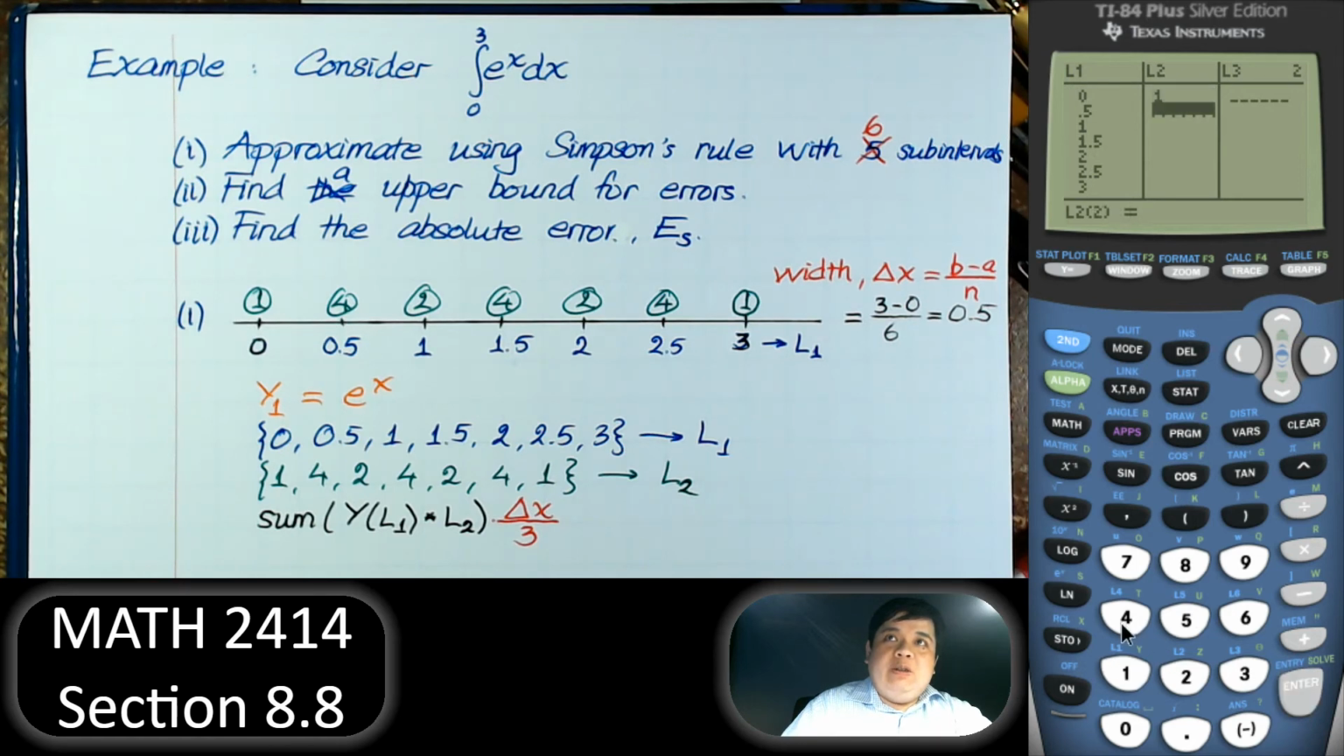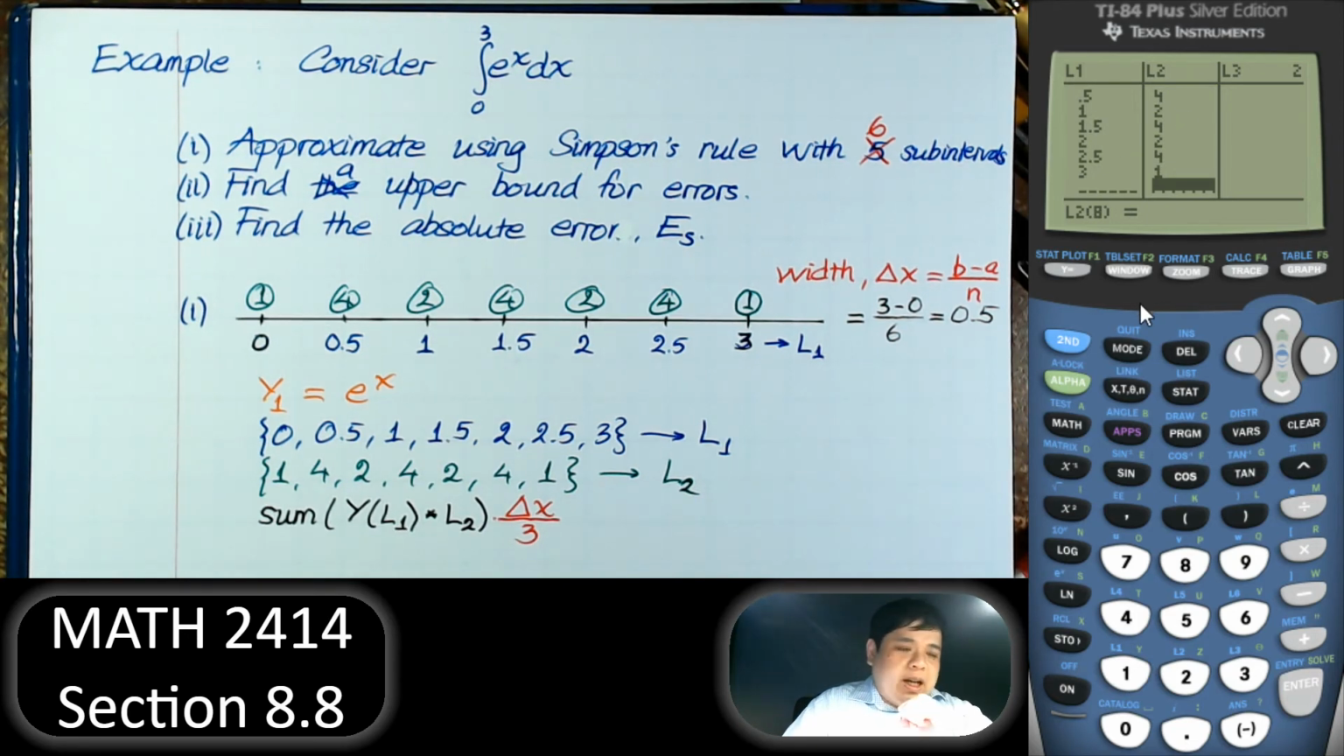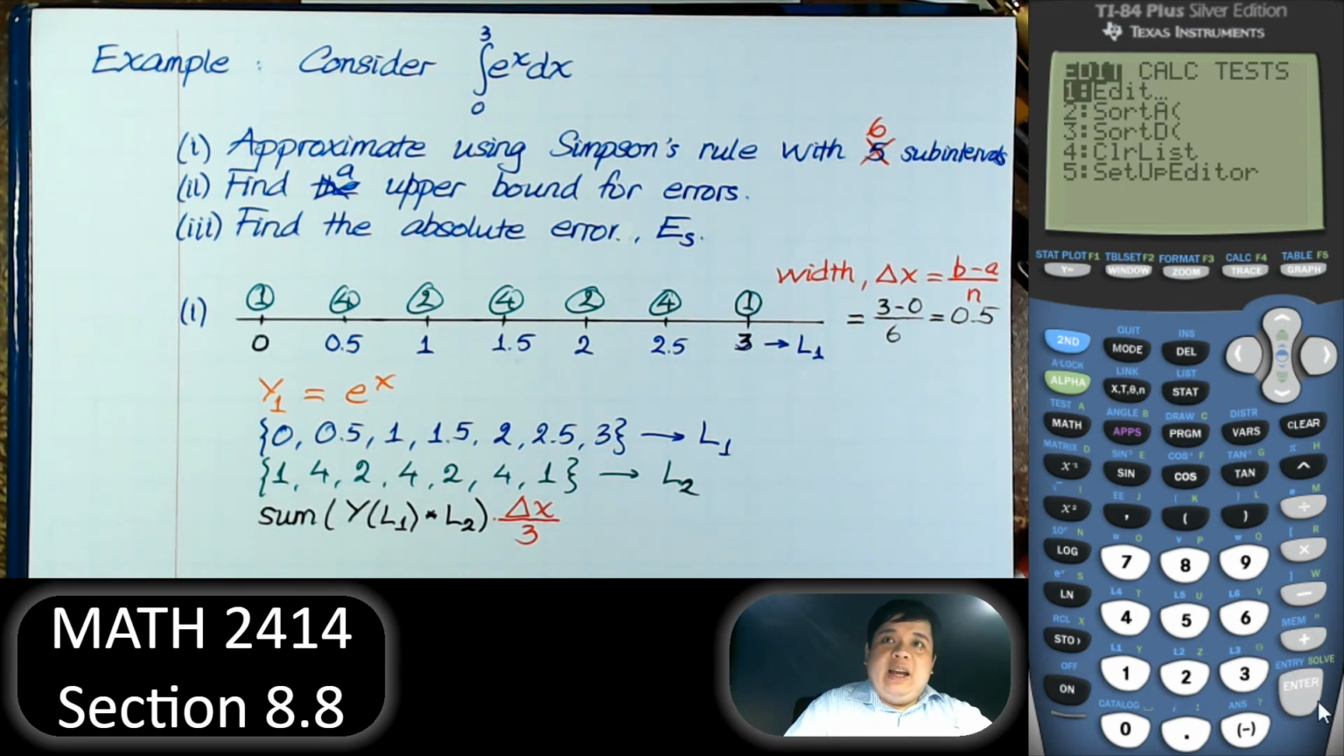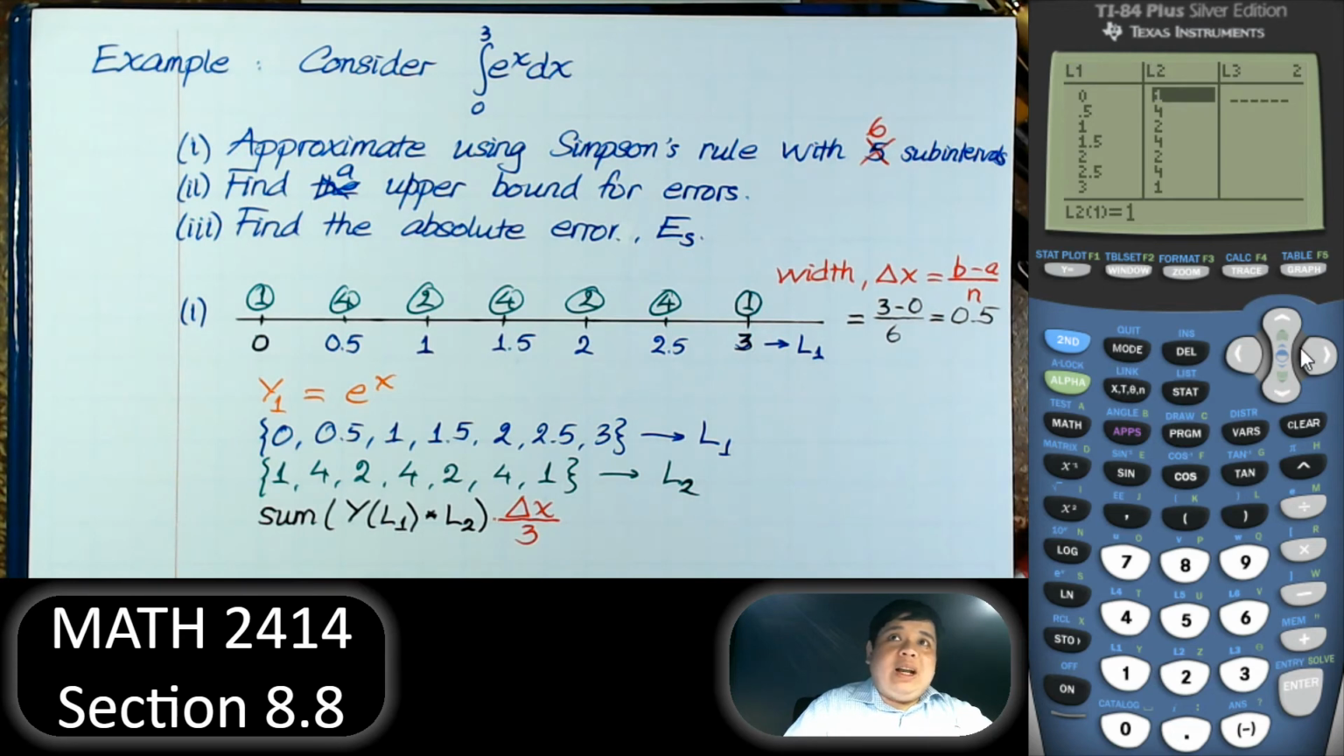1, 4, 2, 4, 2, 4, 1. So this way we know there's a correspondence between L1 and L2. So that's good. Like I said, we can do that, or we can just hit that and edit. If we want to clear a list, highlight the list and hit clear, it will clear the list, but I don't want to do that.